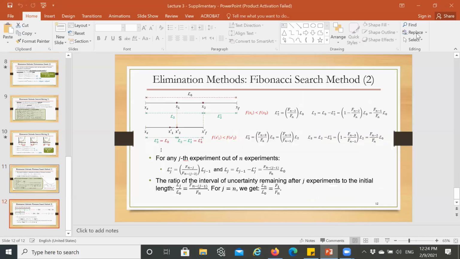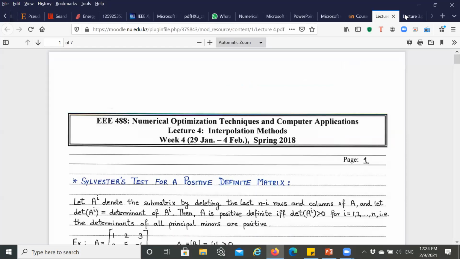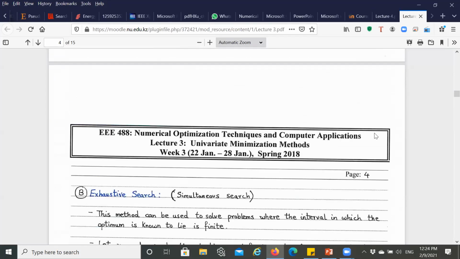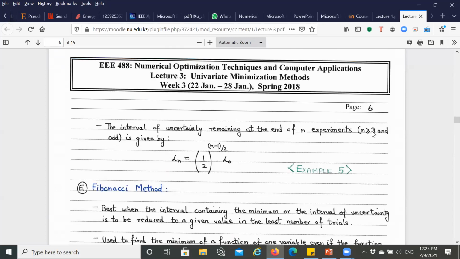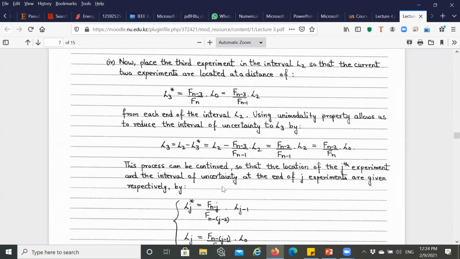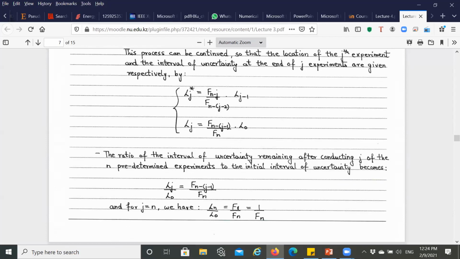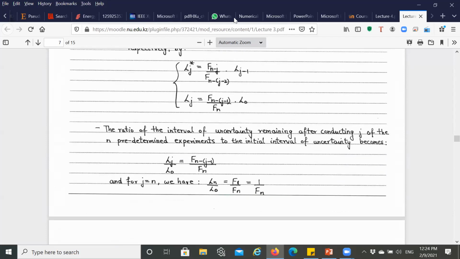Okay, with that said, let me go back to my lecture. You can see my screen, right? Yes. Okay, so this is basically what I've done. The derivation and more details are given over here in my lecture slides. You can take a look, and I've shown you this. So this is what I showed you in the slides. The ratio of the final interval to the initial interval would be 1 divided by f of n.